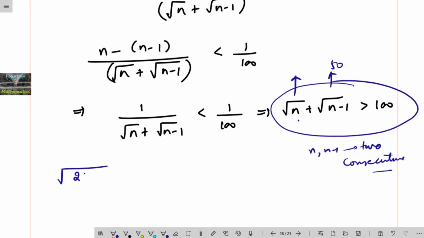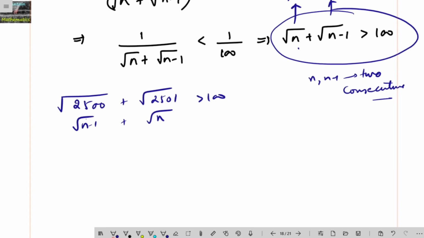So this is 50 and this is more than 50. So first we'll consider root of 2500 plus root of 2501. Next number we consider. So this is your n, this is your n minus 1. This is n and this is n minus 1, which is greater than 100.